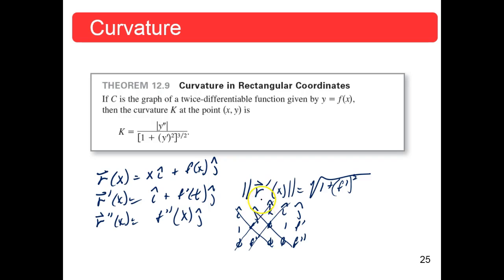Oh, that's it. I didn't do that one. Everything's turning up 0 except the third one, which is going to be F double prime. So the cross product here, R prime cross R double prime, is equal to F double prime K. And if you want the magnitude of that, it's just F double prime. That's what they came up with.